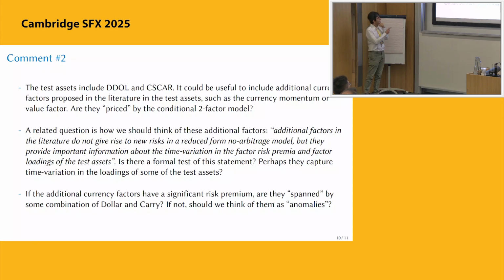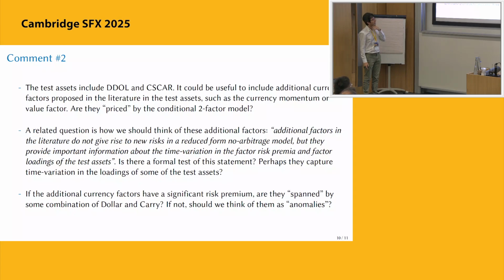Second comment, the test assets include, as I was showing, two basically factors, the DOL and CS carry. I think it could be useful to add among the test assets also the other factors that people have used in the literature, and I would like to know if they are priced by the conditional two-factor model. And a related question is, how should I think about this additional factor? So if you read the paper, there is this sentence: additional factors in the literature do not give rise to new risk.